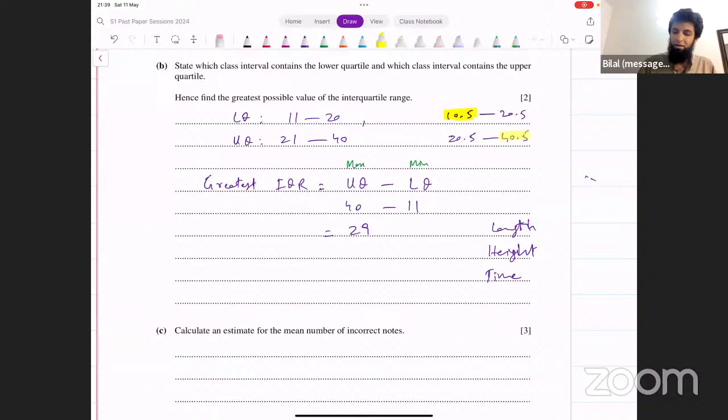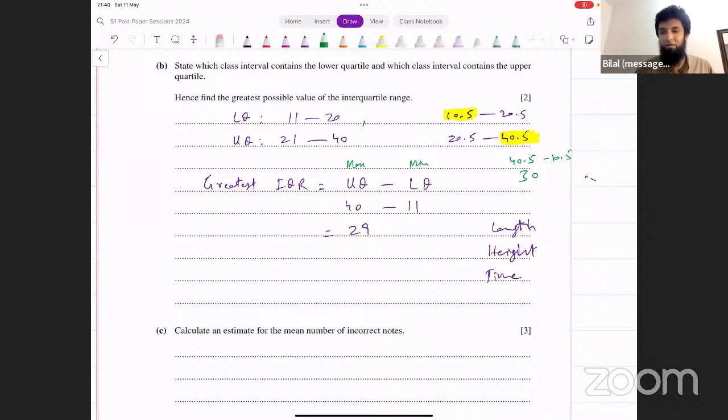And from the second interval, you would have taken 40.5, again because the values can be in decimals as well. And the greatest possible interquartile range, in that case, if it was a continuous variable, would have turned out to be 40.5 minus 10.5, and that's 30, and not 29.